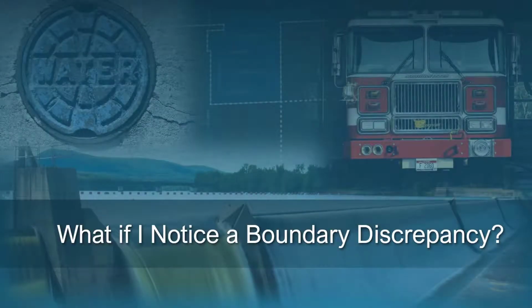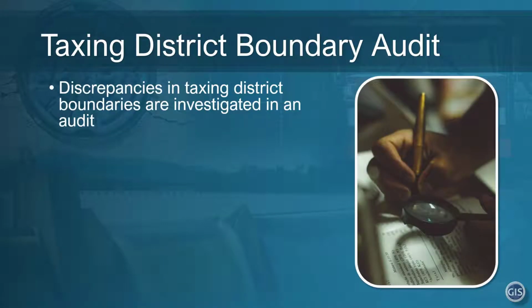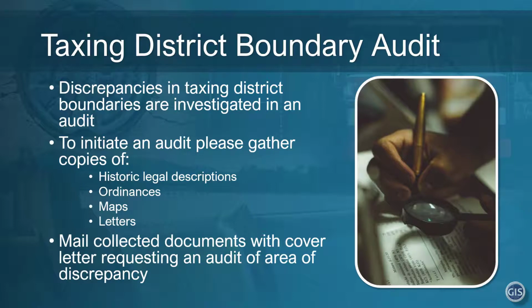What if I notice a boundary discrepancy? Discrepancies in taxing district boundaries are investigated in an audit. To initiate an audit, please gather copies of historical legal descriptions for the district boundary change documents such as ordinances for creation, annexation, and dissolution, provide any maps of the boundary, and any correspondence regarding the boundary such as letters. Once you have collected supporting documents for an audit, send those documents with a cover letter requesting an audit of a specific area to the Idaho State Tax Commission Geographic Information Systems.